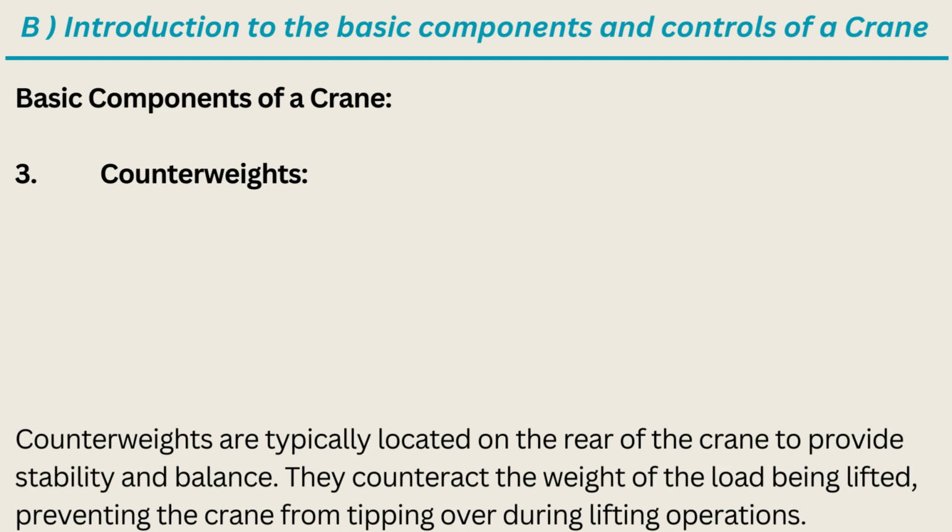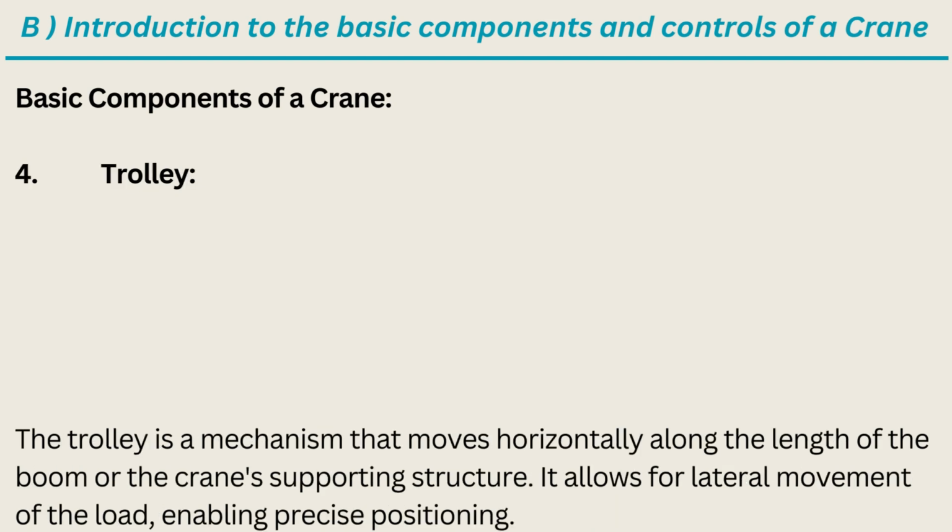They counteract the weight of the load being lifted, preventing the crane from tipping over during lifting operations. 4. Trolley. The trolley is a mechanism that moves horizontally along the length of the boom or the crane's supporting structure. It allows for lateral movement of the load, enabling precise positioning.